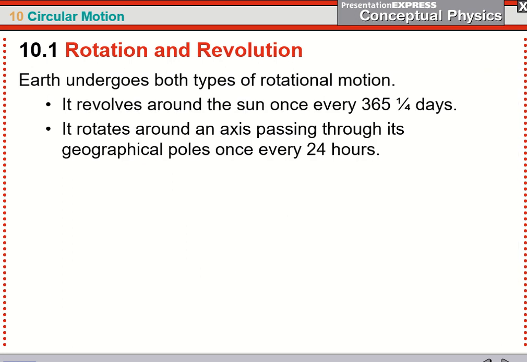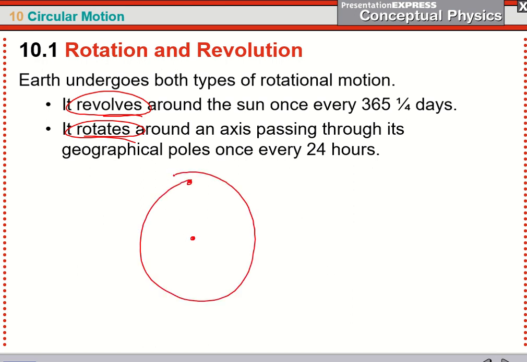Earth. Earth does both things. Earth revolves around the sun, but it also rotates around itself. So Earth is doing both things. Here's our sun, here's Earth. Earth is revolving around the sun, but then Earth is also spinning around. So we see the sun in the daytime and then we're on the other side for nighttime. So it's spinning around like this as well. It is rotating and revolving.